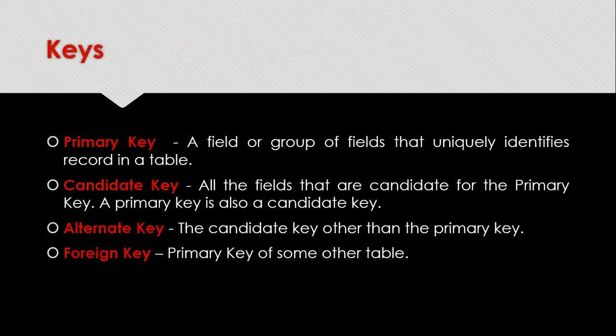The next important terminology in this relational data model is keys. There are mainly four types of keys in a table: primary key, candidate key, alternate key, and foreign key. A primary key is a field or group of fields that uniquely identifies a record in a table. For example, your registration number in the school is unique for you. No other child will have the same registration number. Candidate keys are all the columns or fields that are capable of being the primary key.